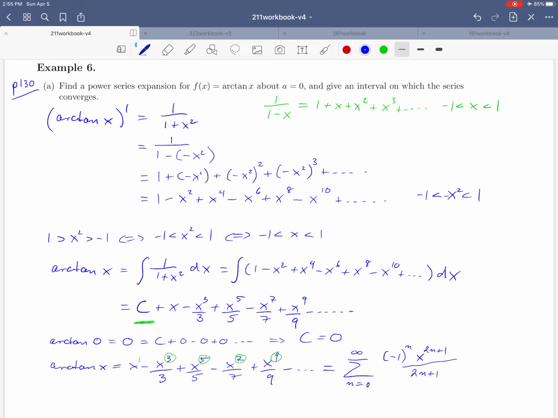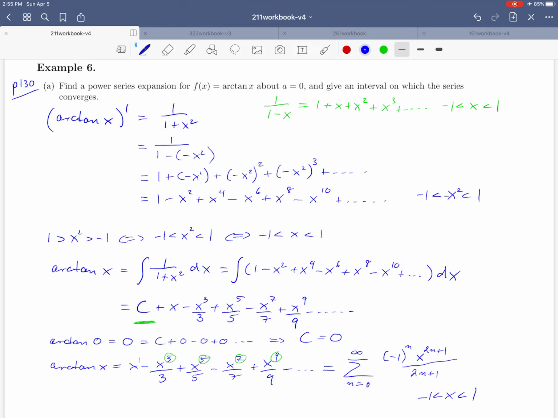A word about the interval of convergence. Because of the power series integration and differentiation theorem, we know that we can do this integration, and we also know that we are keeping the interval of convergence. So we can say that this power series expansion is valid for minus 1 less than x less than 1.